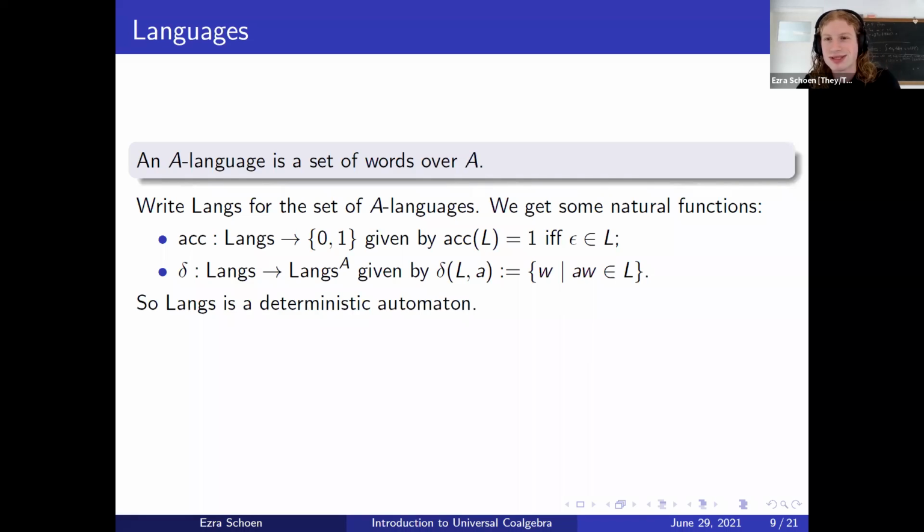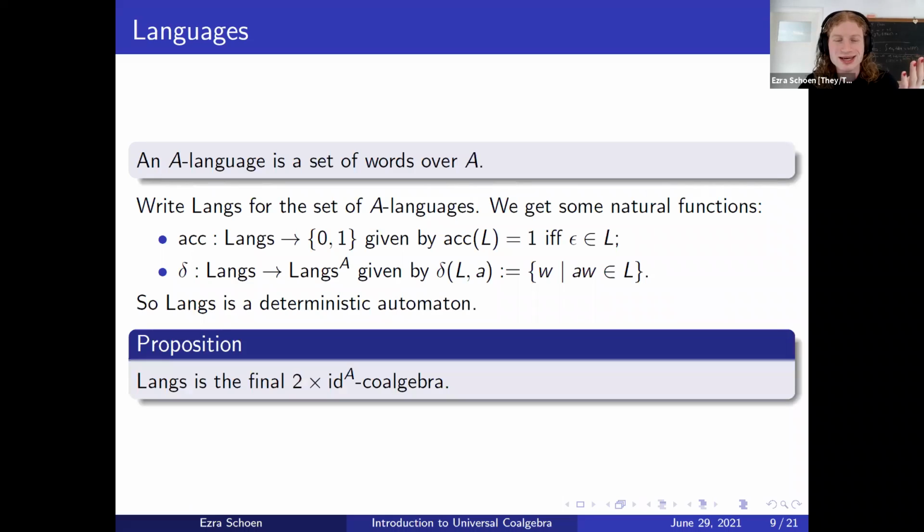And so this gives languages the structure of a deterministic automaton, or a coalgebra for this 2 times identity to the A functor. And in fact, it is final. It is a final coalgebra. And so if you are given some deterministic automaton, then the unique morphism is just taking the language accepted by the state. So you map a state to the set of words that it accepts.